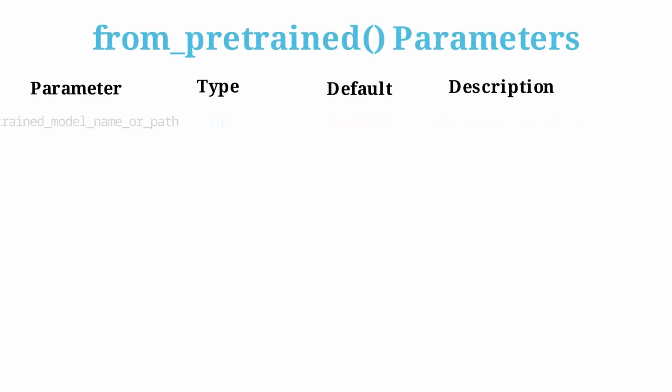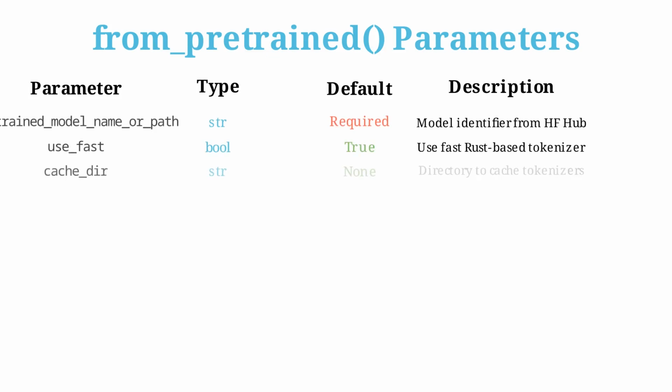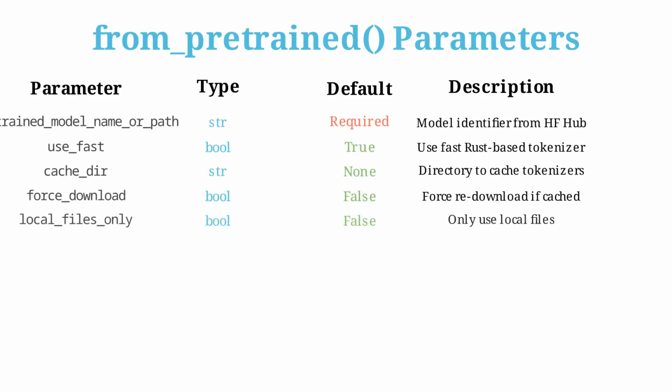Here's a handy reference table showing all the parameters you can use with from_pretrained. The most important one is the model name or path, which is required. You can control whether to use the fast Rust-based tokenizer, specify a cache directory, force re-downloading, or work with only local files. These options give you flexibility in how you load and manage tokenizers.